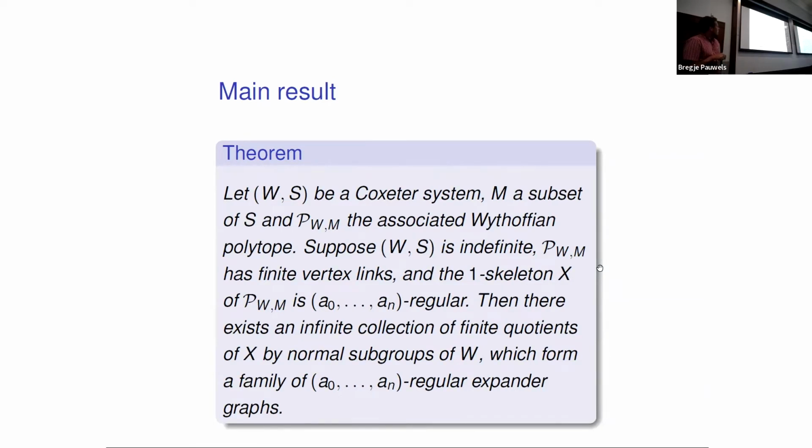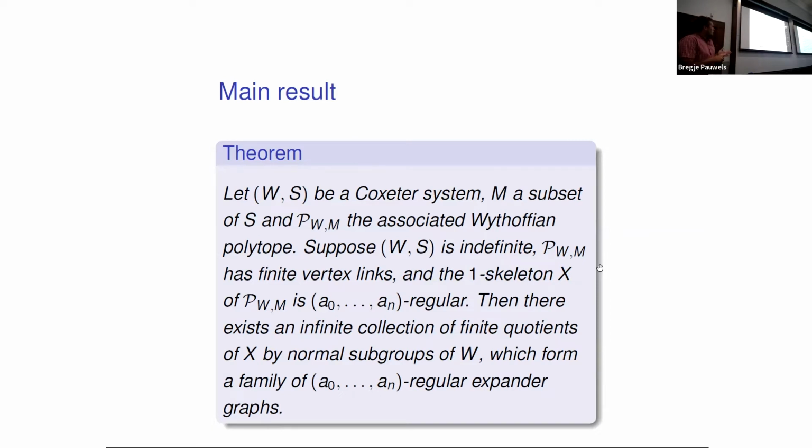If (W, S) is indefinite, you also want your polytope to have finite vertex links. The polytope itself will have to be infinite, because our goal is to construct an infinite family of expander graphs by quotienting out from a given mother object, which is the infinite graph. The infinite graph will be the one-skeleton of this polytope: just keep the vertices and the edges, forget everything else. And we will take quotients of this. But we want the vertex links themselves to be finite. In fact, we don't strictly need that, but we want finite graphs. This construction also works otherwise, but to get finite graphs, we want finite vertex links.